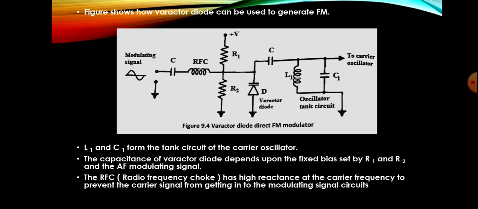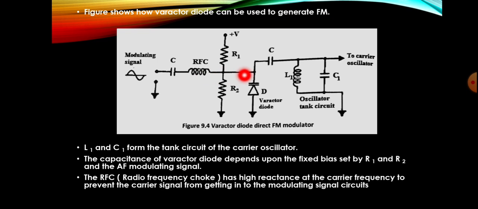Let us see the working. Here first of all we are analyzing the case with the positive and negative cycles of this modulating signal. First we are assuming that the positive cycle goes through this part. So this will easily move through this part.